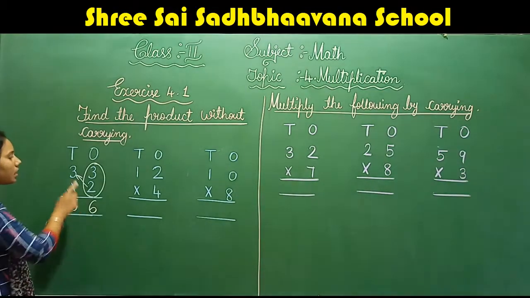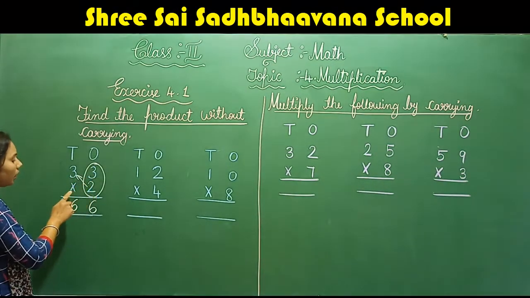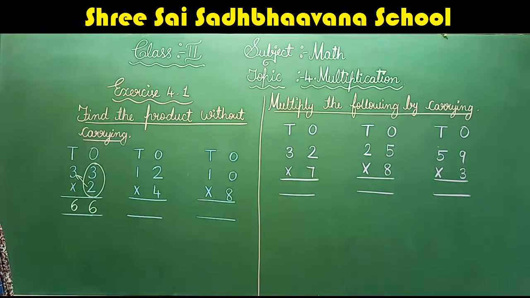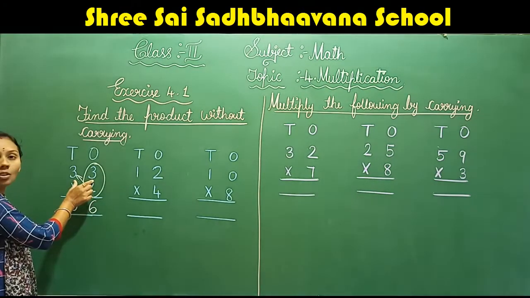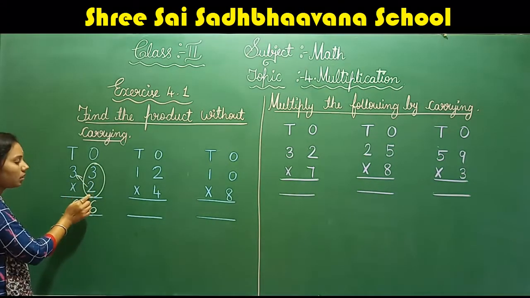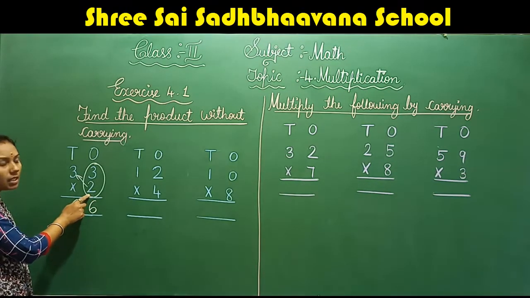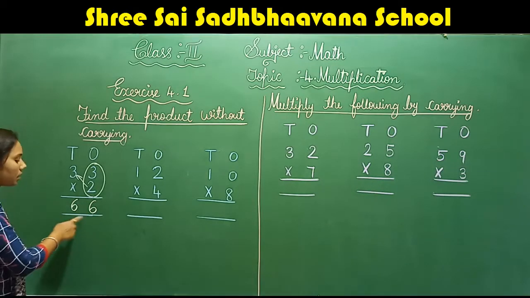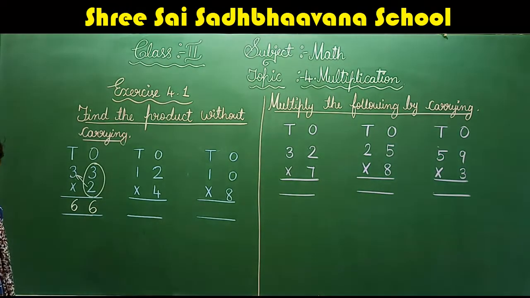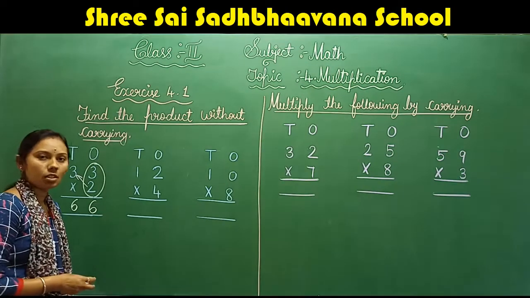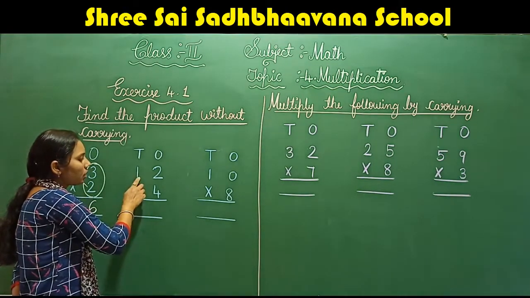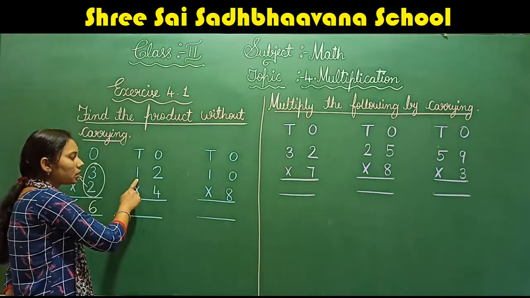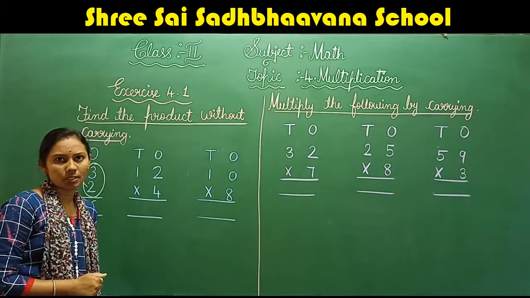So the product of 33 into 2 is 66. This 33 we call the multiplicand, the 2 we call the multiplier. And the result we get is the product, that is 66. One more sum let us do now. Here we can see 12 into 4. We should multiply 12 by 4 here.